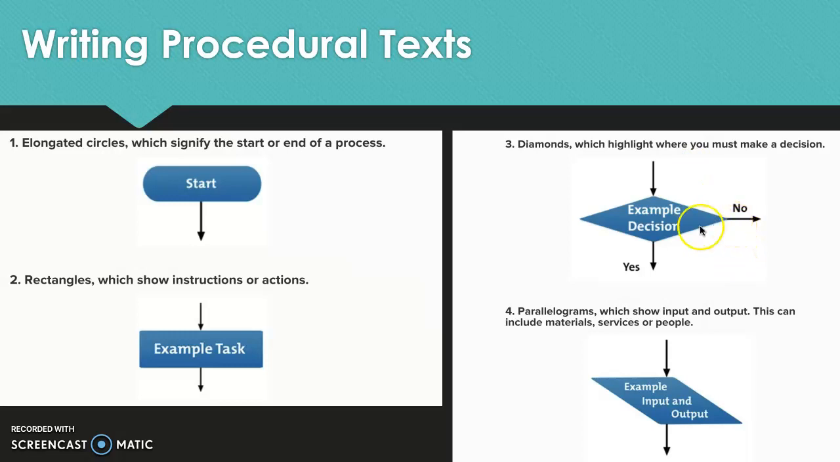And then you can flow to bottom or to the right if they answer yes or no. So if you ask a question here, you're asking them to make a decision, and if there's a yes or no response, you can point them in either direction. So that would be the diamond shape. And then the parallelogram shows input and output. This can include materials, services, or people. So this is not used as often, the parallelogram, but definitely the elongated circle, the rectangle, and the diamond you see quite often in flowcharts. Again, this is not required for your procedural text, but it is one way of going about doing it.